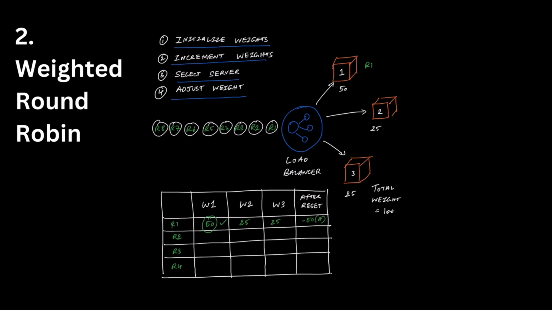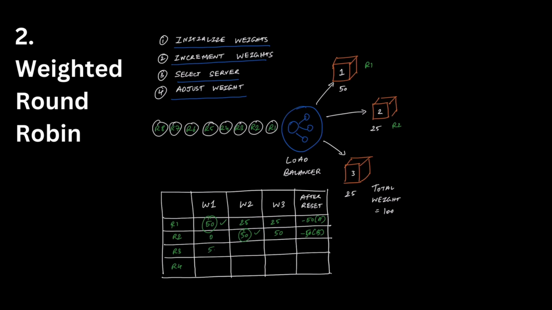Now for the next request, we would again increment each of the weights by the corresponding weights. That would lead to weights of 0, 50, and 50. Now the load balancer would then pick the server with the highest weight, that would be server 2, and the request R2 would be routed to server 2. We also have to now adjust the weight, and the algorithm proceeds in a similar way for the next request of R3.